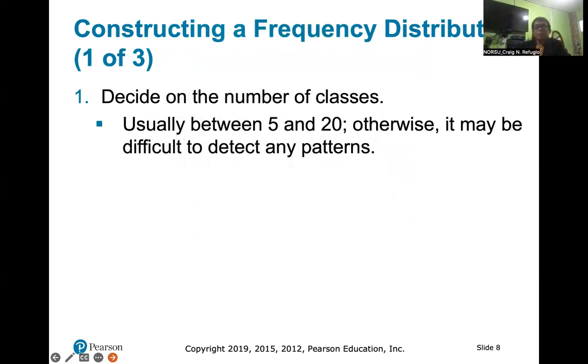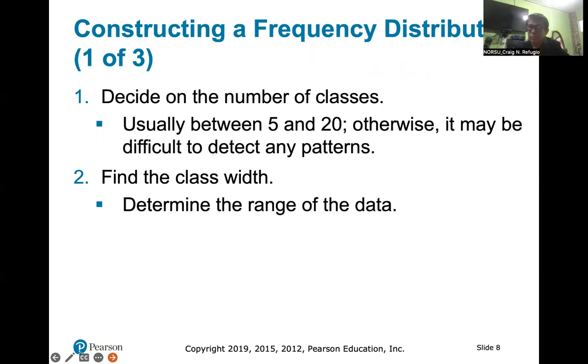So constructing a frequency distribution, how are we going to construct a frequency distribution table? Number 1, decide on the number of classes. Usually between 5 and 20. Otherwise, it may be difficult to detect any patterns. But if we look at other authors in assessment of learning, other books in statistics, there are other ideal numbers of classes. But in this case, according to the author, Dr. Larson of Pearson Education, the ideal one is usually between 5 and 20.